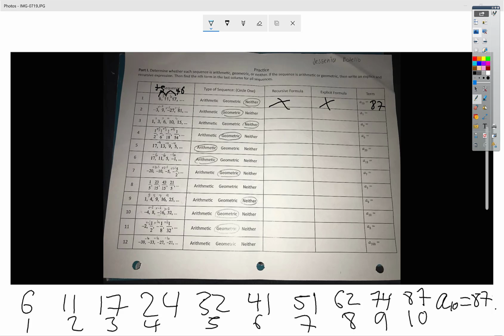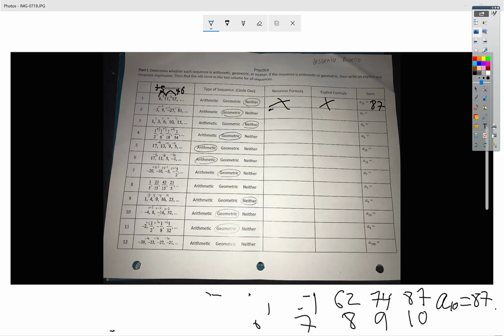Now, let's look at the next term. We have negative 3, 9, negative 27, and 81. So now we look at what do we multiply, and you are correct. We multiply by negative 3, because our common ratio is negative 3, and we can do that. Let me just erase some of this right here.